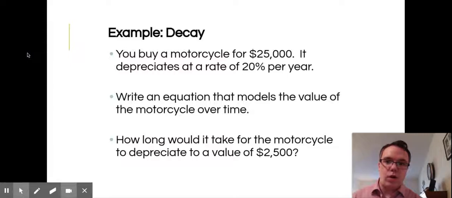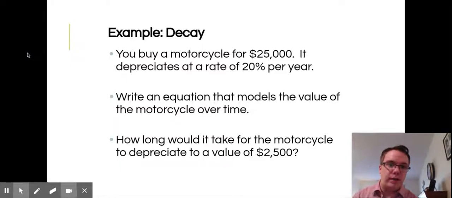All right, so decay is going to be represented by populations and something called depreciation. As soon as you drive anything off a lot, a car, a truck, a boat, anything, the value of it depreciates, meaning it's no longer worth the value of what you just bought it for. So we're looking at a motorcycle here. If we bought your motorcycle for $25,000, it depreciates at a rate of 20% per year.